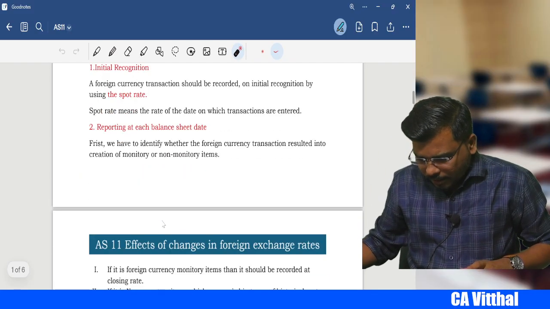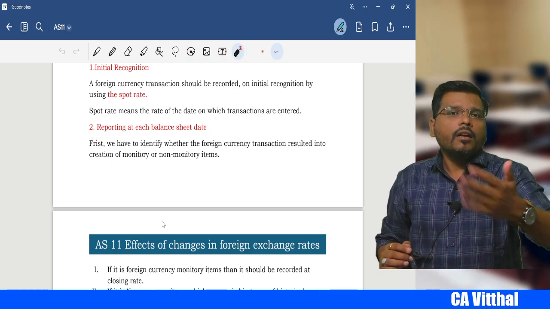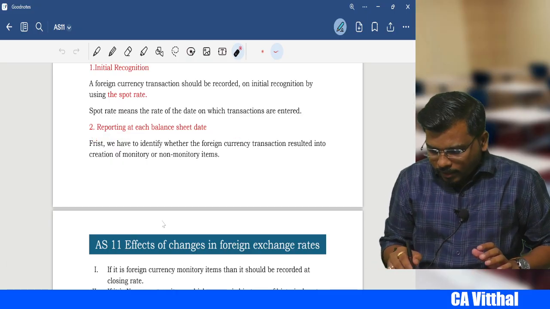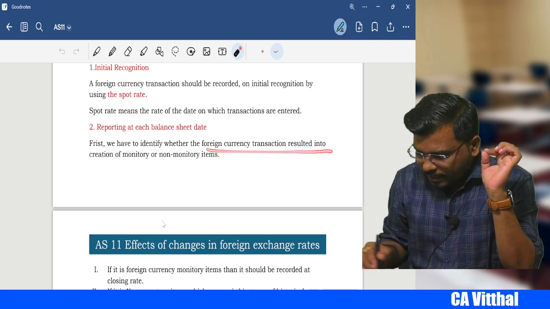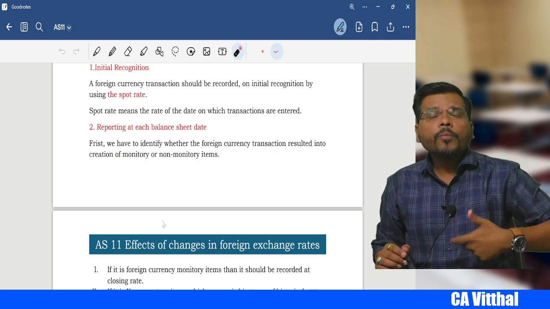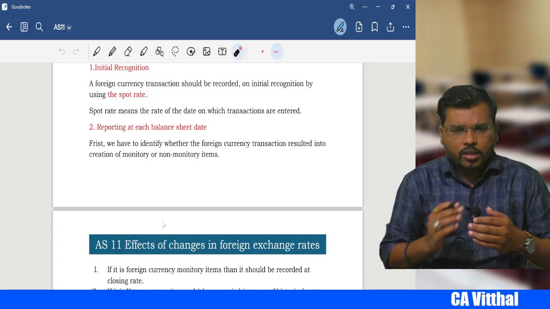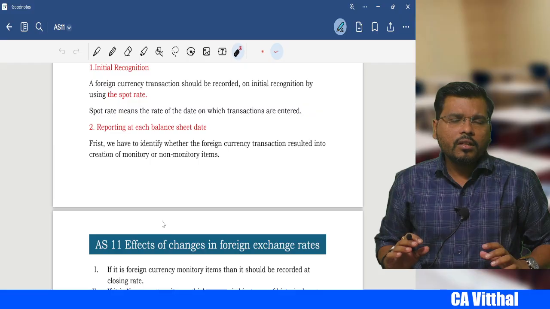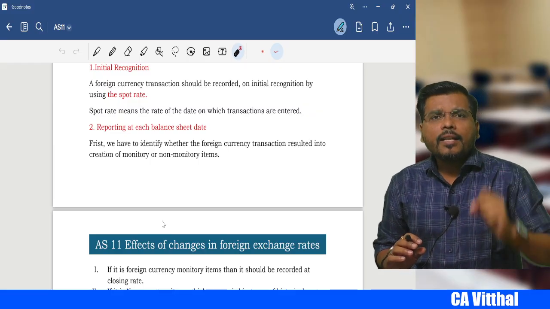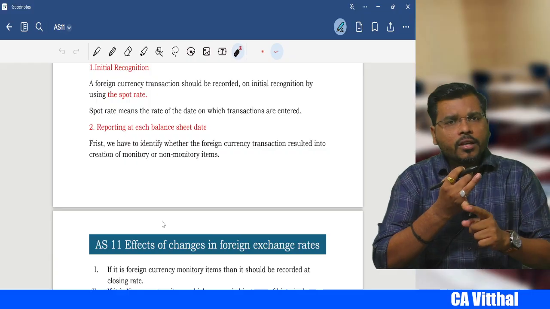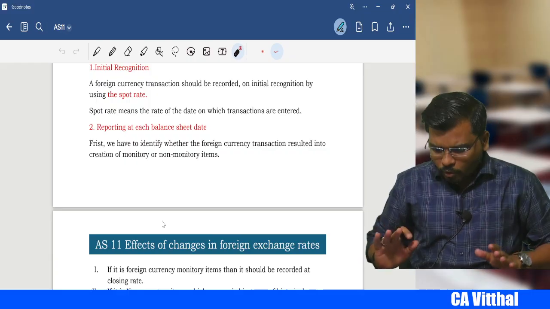Then at each balance sheet date we have to subsequently remeasure it. First we have to identify whether the foreign currency transaction resulted into creation of a monetary or non-monetary item. Because when you enter into a foreign currency transaction, we have to check whether that resulted into creation of any monetary or non-monetary item. I'll tell you what is monetary, what is non-monetary, don't worry.